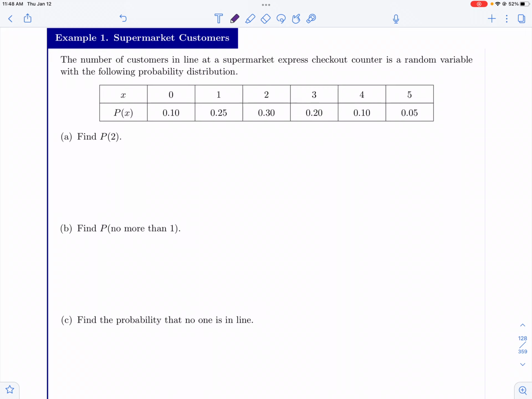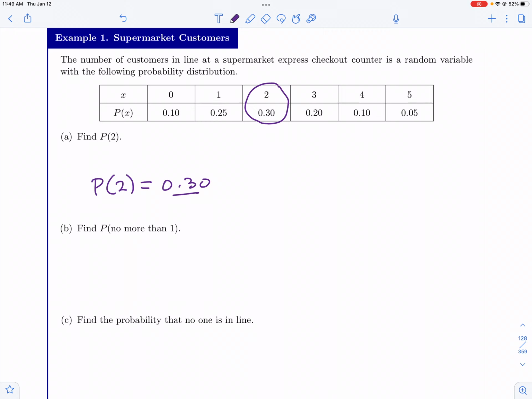So in the first case, it's just saying what's the probability of two people being in line. So since it's just a single two, then that's just going to be grabbing this off the chart and going from there. So P of 2 is just going to be 0.30, and that's it for that one.